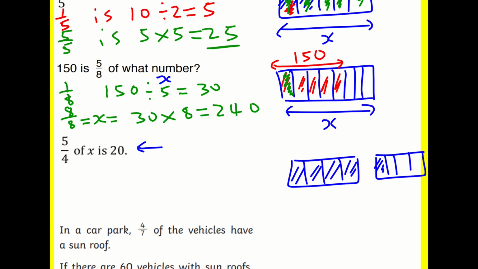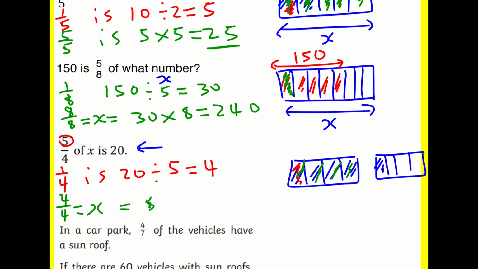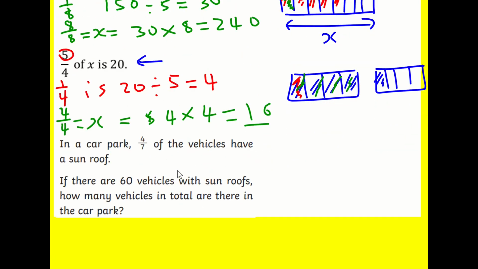I've got 5/4. So again, I'm going to work out what 1/4 is. 1/4 is going to be 20 divided by this top number. I just want what one of them is. It's going to be equal to 4. And then if I want the full amount, well, that is going to be 4/4. That's my x. And then that is going to be my 4 multiplied by another 4, because I've got 4/4. So in total, I'm going to get 16. Whew, okay, we're nearly there.